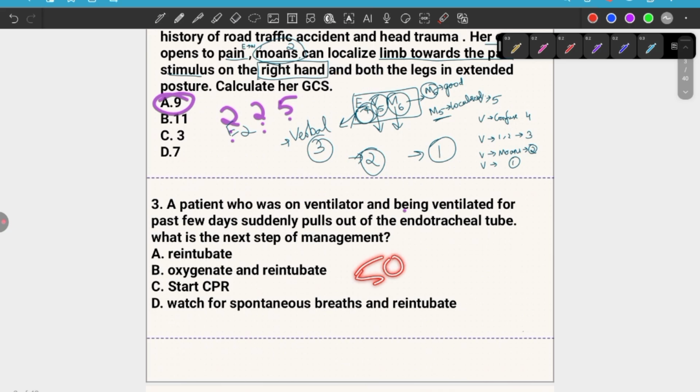50% of the patients who self-extubated will not require any ventilator support. They can breathe spontaneously, so we will check for a spontaneous breath. But if the patient can't breathe spontaneously, then we have to do reintubation. So reintubation is the first next step. No. Oxygenate and reintubate, no. We don't know about the oxygen saturation, right? Then why give oxygenation? It's not required.